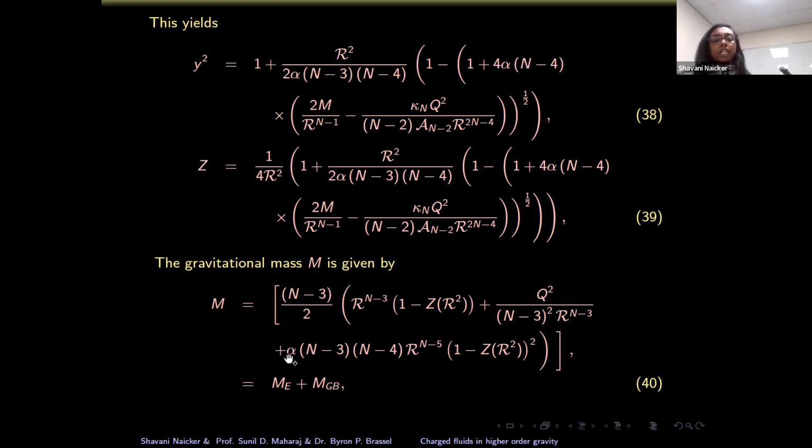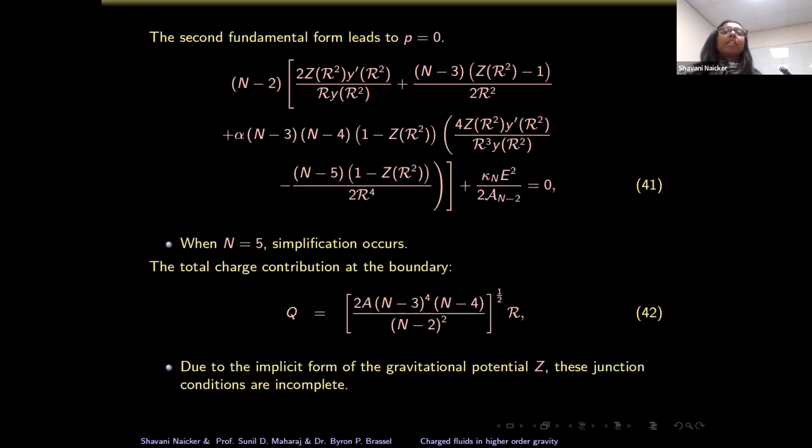So if we pay careful attention to this term here, if n equals 5, there is no dependence on the boundary. However, for n greater than or equal to 6, there will be dependence on the boundary. Now, the second fundamental form leads to the pressure being 0 at the boundary, and this leads to equation 41. And furthermore, we can see dimension has an effect. When n equals 5, this term has no effect, but when n is greater than or equal to 6, this term has an effect. So simplification occurs when n equals 5.